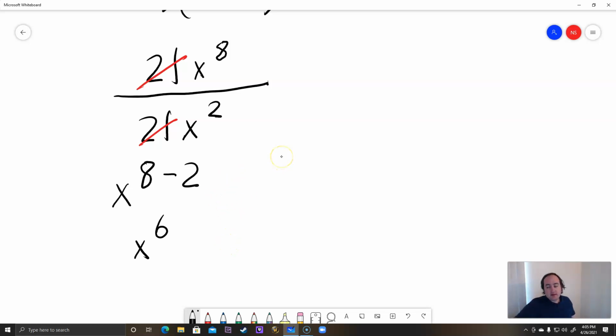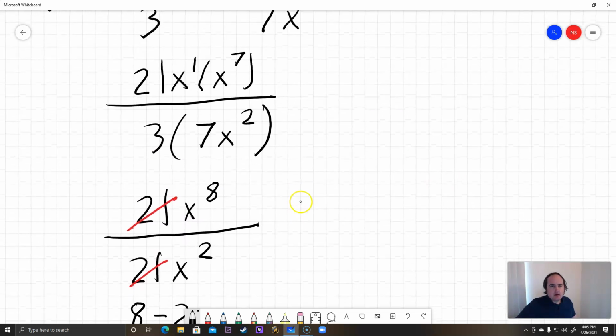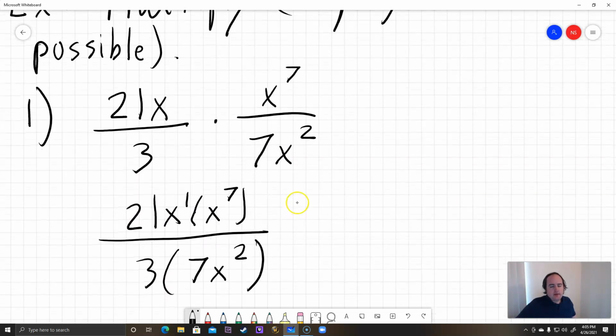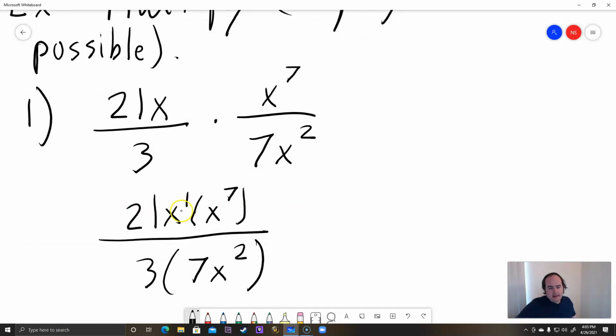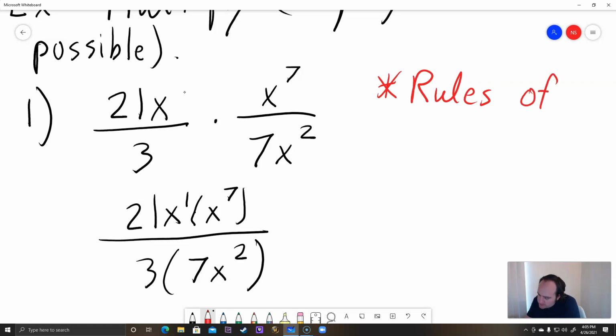Okay, and that's going to be our final answer. So our answer is x to the 6. Now, what are the rules of exponents I used there? Well, up here, we had x times x to the 7. So the rules of exponents that I used for that one, let me write them over here. Rules of exponents.